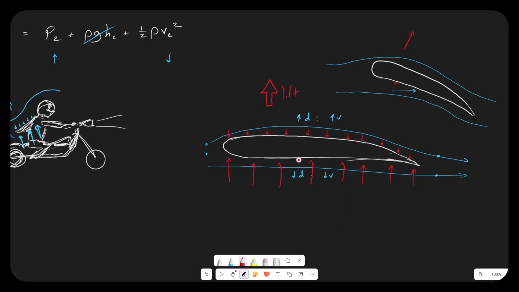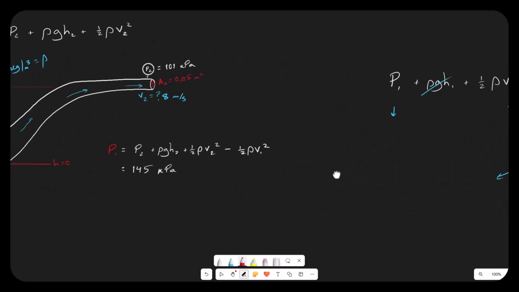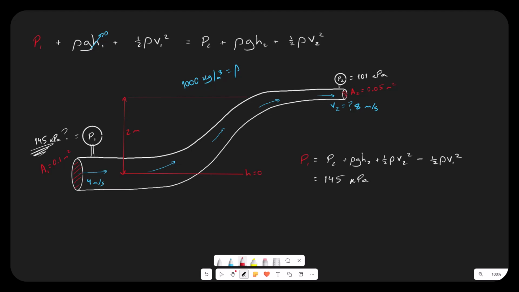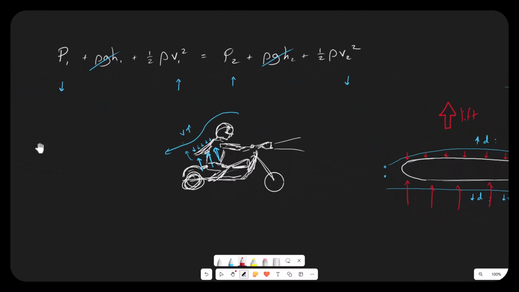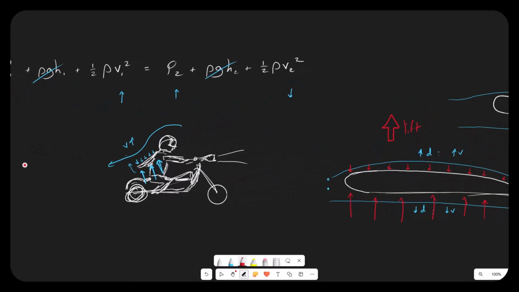For right now, what we need is a couple of things. One, if we start with a convoluted looking, very specific problem, we might be looking at a full Bernoulli equation. Two, higher speed equals lower pressure. That's the big take-home message.